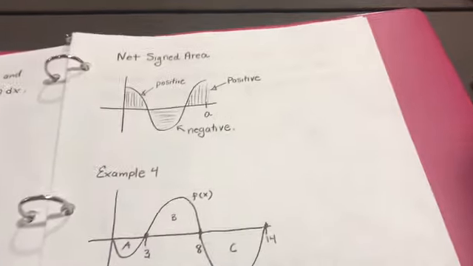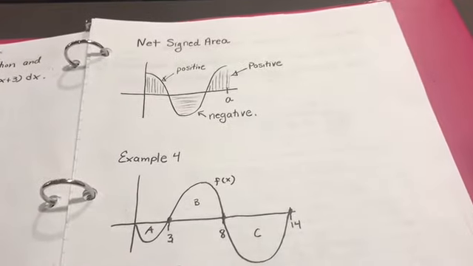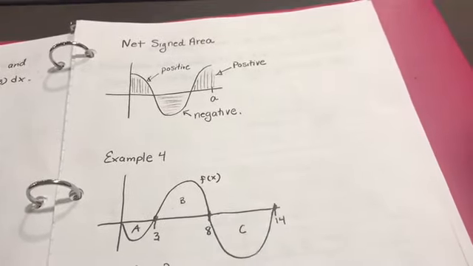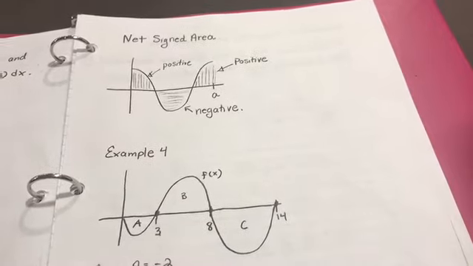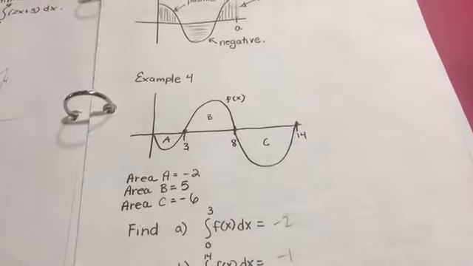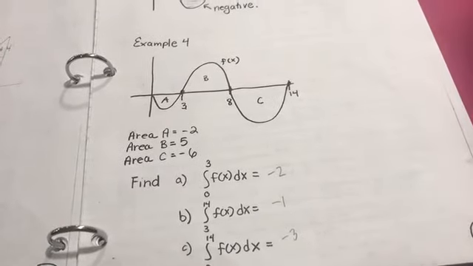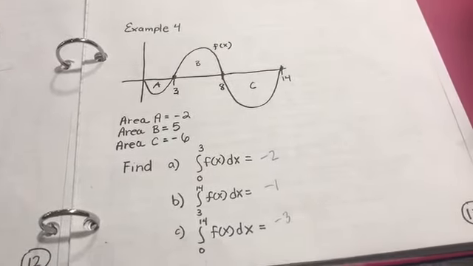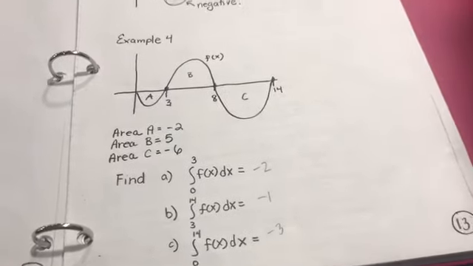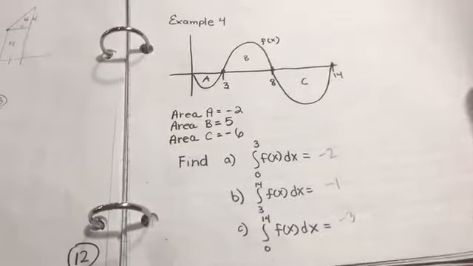All right, page 13. This just talks about this positive and negative area. If the area is above the x-axis, it's positive. If it's below the x-axis, it's negative. Example 4 is given. You can kind of read that over and it'll probably make sense. But our answers should be -2, -1, and 3. So I advise you try that. And I believe we have one more question, one more thing to talk about.